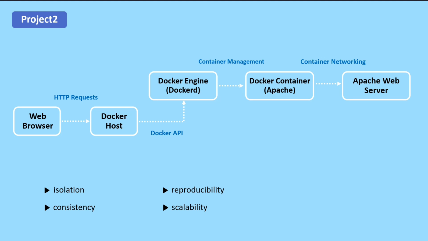Docker containers can be easily scaled horizontally to handle increased traffic by deploying multiple instances of the same container. Fifth one is security. Docker containers are more secure than traditional servers because they provide an isolated environment for running the Apache web server, making it harder for attackers to compromise the host machine or other applications running on it. Last one is flexibility. Docker provides a flexible platform for building, deploying, and managing applications, allowing developers to choose the best tools and technologies for their needs.